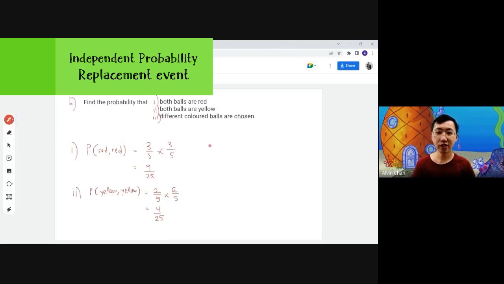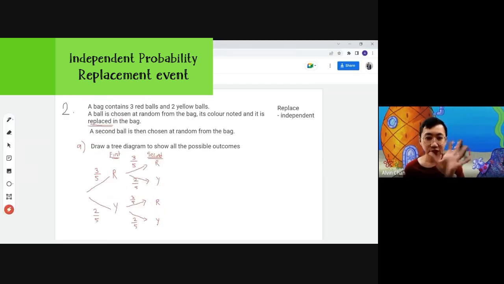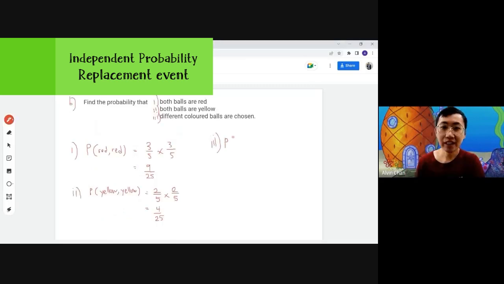This is the tricky question here. Let's try this. Different colored balls are chosen. The question asks for different colored balls being chosen. So the first possibility is red and then choose yellow, isn't it? The second possibility is the person chooses yellow first and then red. So you must include both scenarios. The red, yellow, because I know there's not enough space, right? So I write the capital letters, and then yellow, red. You must account for all possibilities, so you have to add up.